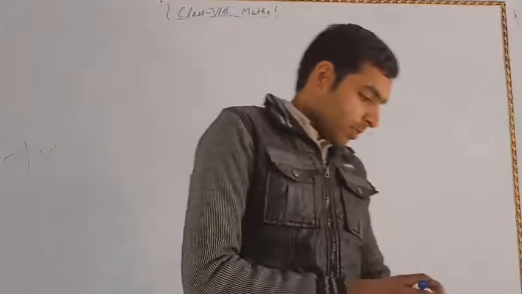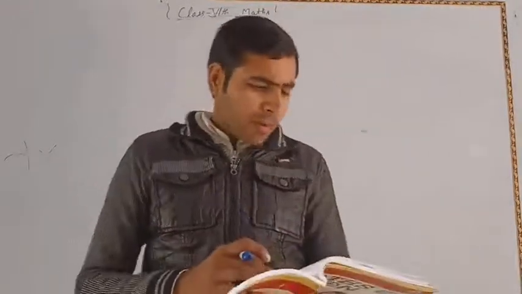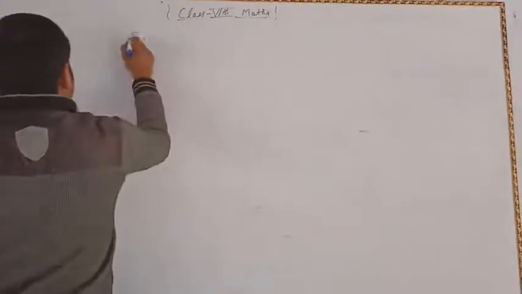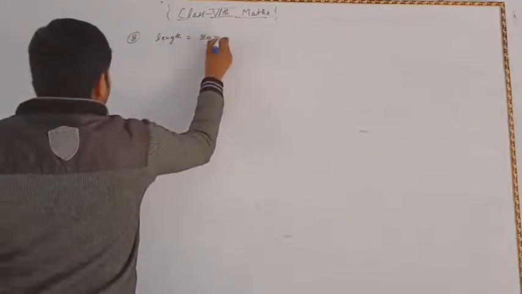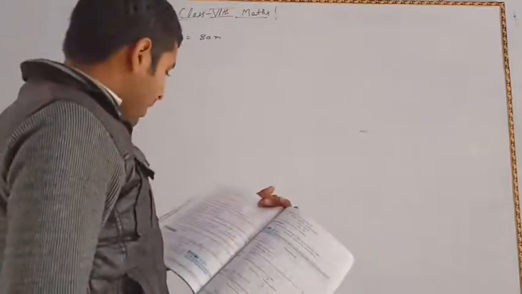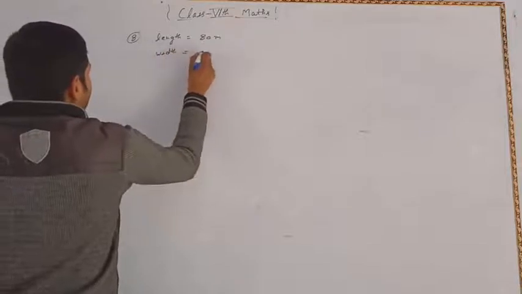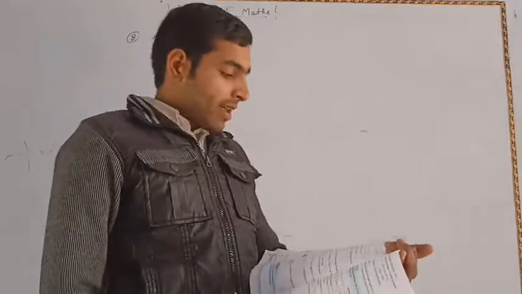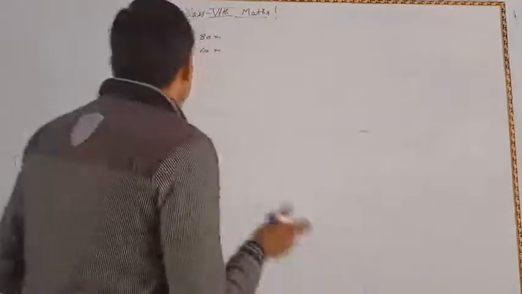Good morning, children. Today we will solve exercise 8.1, problem number 8. Here it is given that a field is 80 meters in length and 60 meters in width. Find the ratio of its width to length. So we have to find the ratio between width and length.